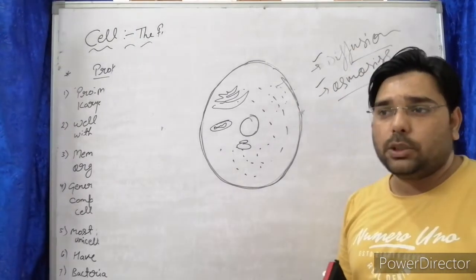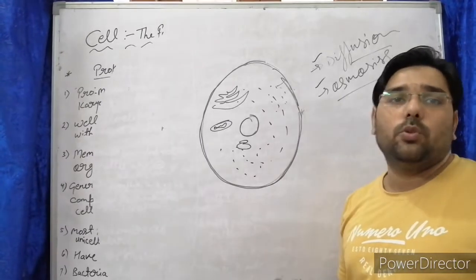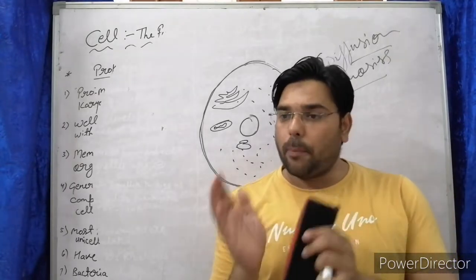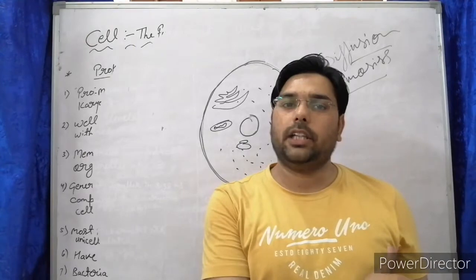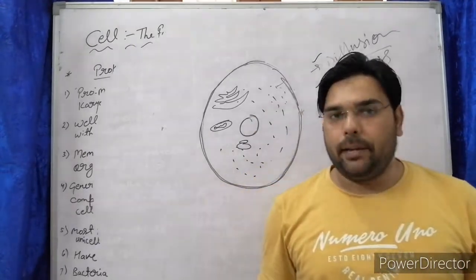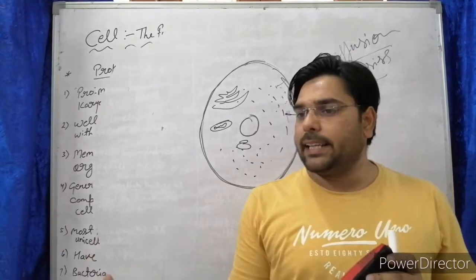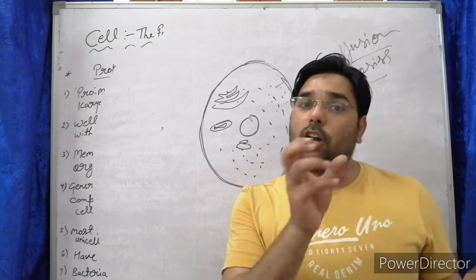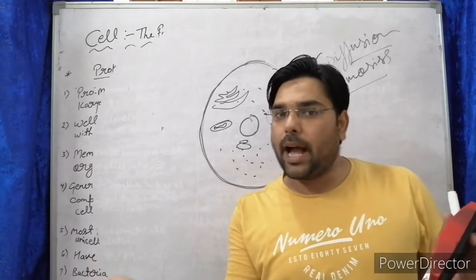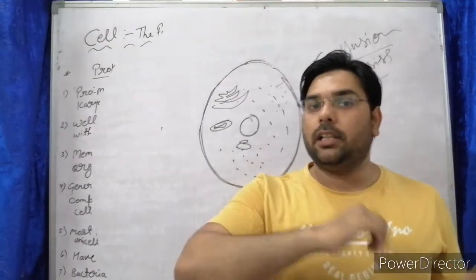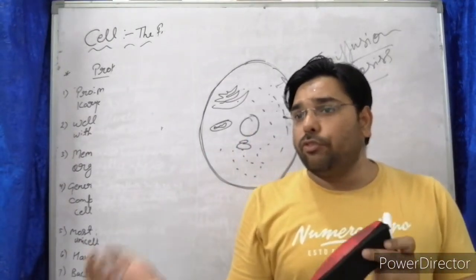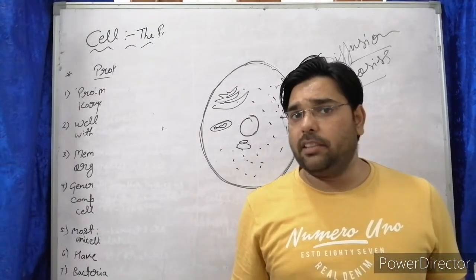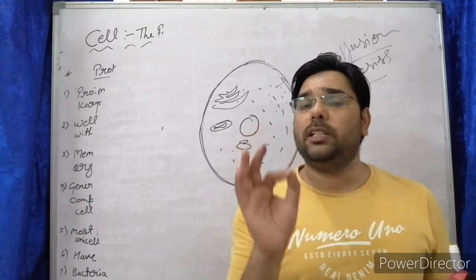Diffusion means, students, the intermixing of two or more than two substances according to the concentration gradient, means from higher concentration to the lower concentration without semi-permeable membrane. If the substance moves from higher concentration to the lower concentration, that is called according to the concentration gradient. If the substance mixes or moves from higher concentration to the lower concentration without a semi-permeable membrane, that is called diffusion.